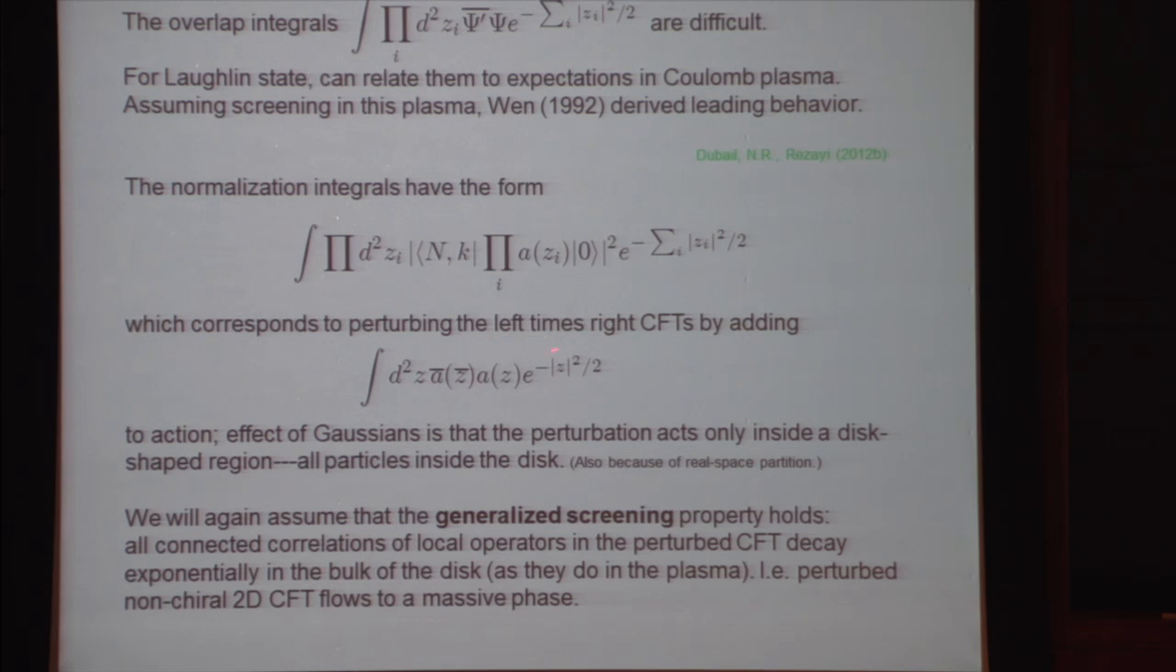So the effect of the background that's needed when I do the integrals, I definitely need the Gaussian factors, otherwise maybe I don't care about them. The effect of that is that these particles are living inside the disk-shaped region. Okay. And that also is because of the fact that we did the real space partition. And again, I'm going to use the generalized screening property. Connected correlations of local operators in the perturbed conformal field theory decay exponentially, as they do in the plasma.